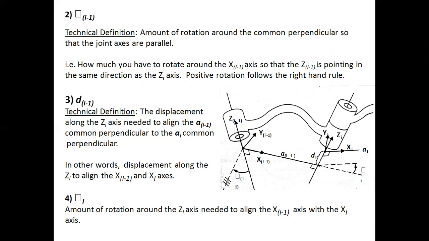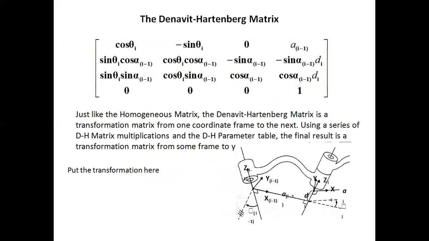Third, we have d(i). This is the displacement along the Z(i) axis needed to align a(i-1), the common perpendicular, to a(i). In other words, the displacement along Z(i) will align the x(i-1) and x(i) axes. Finally, the last parameter, theta(i), represents the amount of rotation around the Z(i) axis needed to align the x(i-1) axis with the x(i) axis.